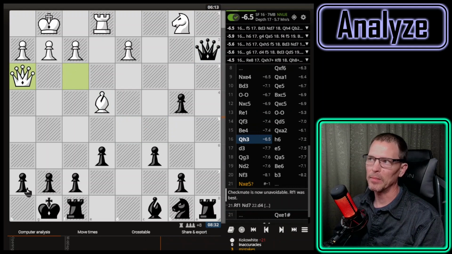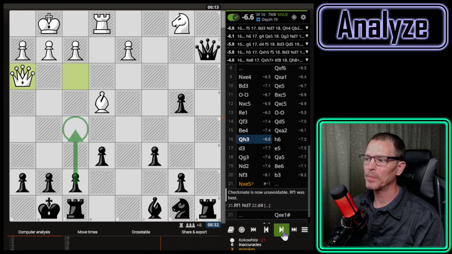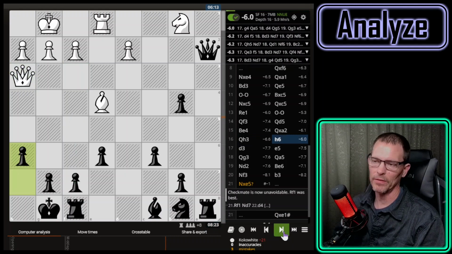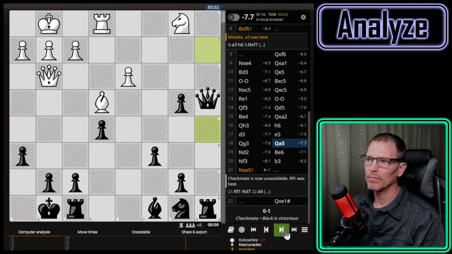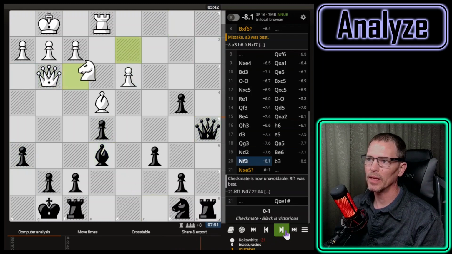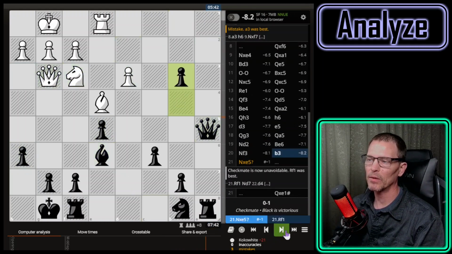Looked like they were threatening mate here. It says I could have played f5. Well, I finally played h6, which kept their queen from seeing that square down there. And I had to maneuver just a little bit, but then my opponent made a mistake right here.